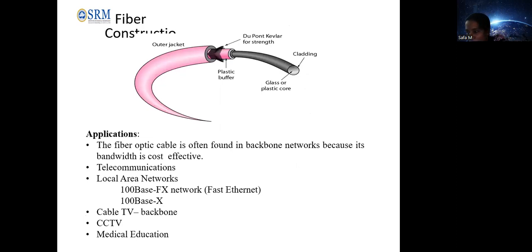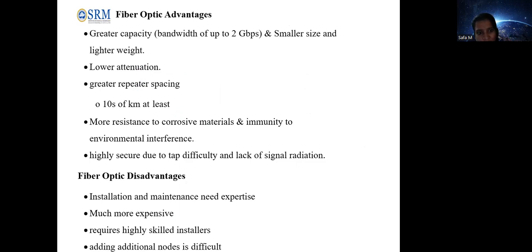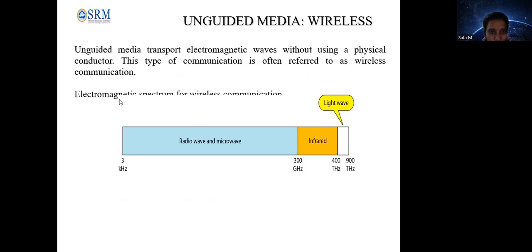Fiber optic cables, with plastic and the cable bone, have very good advantages compared with the previous wires. The installation and maintenance are much more expensive, and we need skilled operators to install it, but it is highly secure. It is difficult to tap, and signal radiation is much less compared with other media.